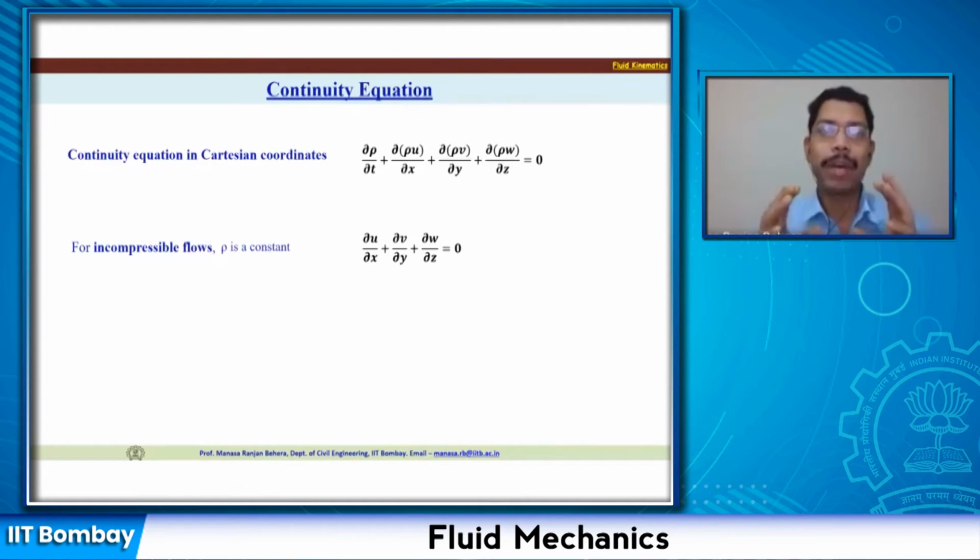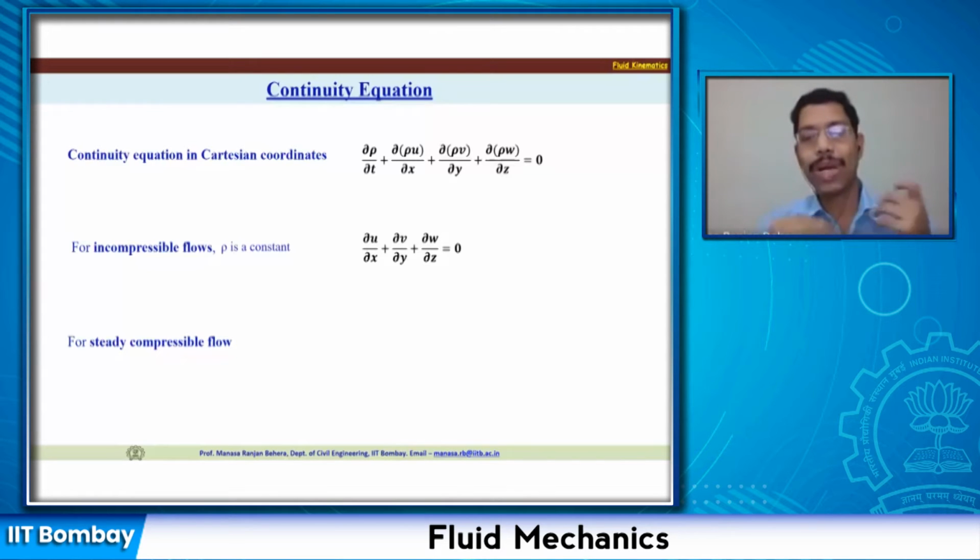That is for incompressible flows. Now, if I say the flow is steady and compressible, the moment I say incompressible, rho is going to be constant, so the equation will be simplified. But if it is compressible but steady, so what will happen? If it is compressible, you cannot take out the rho. Rho is going to be present.